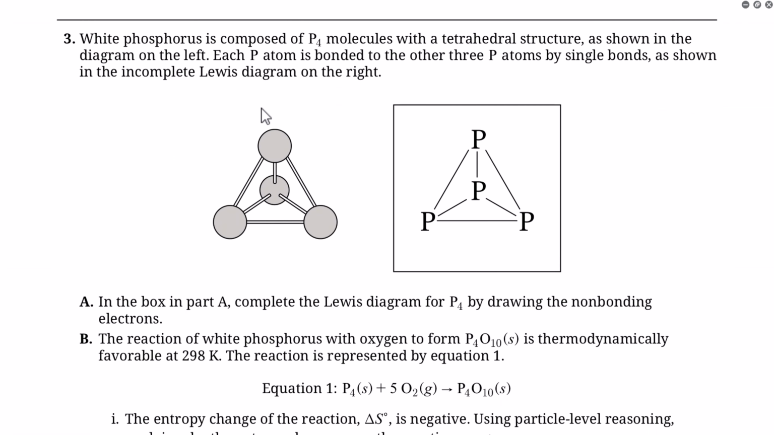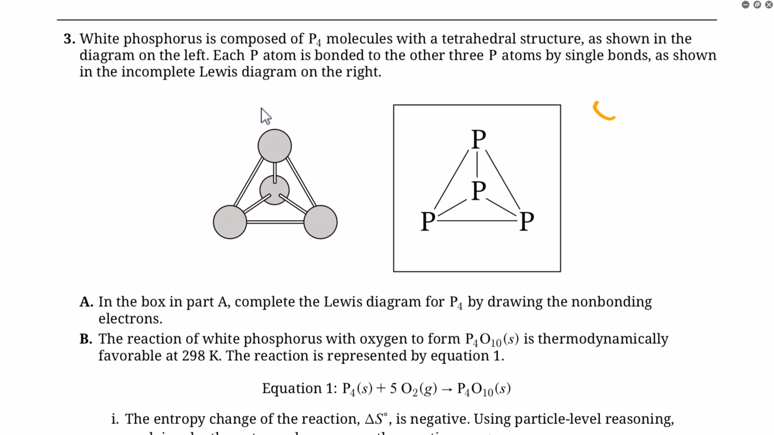Question 3 says that white phosphorus is composed of P4 molecules with a tetrahedral structure as shown in the diagram on the left. Each P atom is bonded to the other 3 P atoms by single bonds as shown in the incomplete Lewis diagram on the right. And it says here in part A, complete the Lewis diagram by drawing non-bonding electrons. So this should be pretty simple.